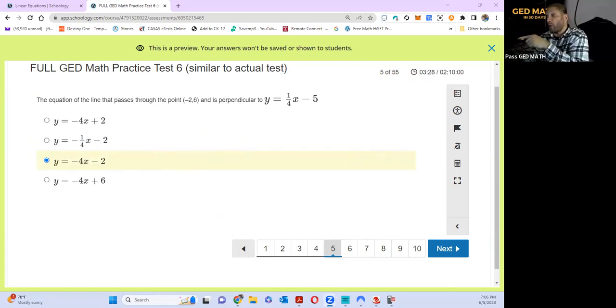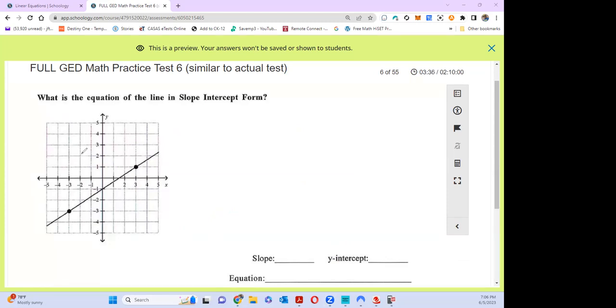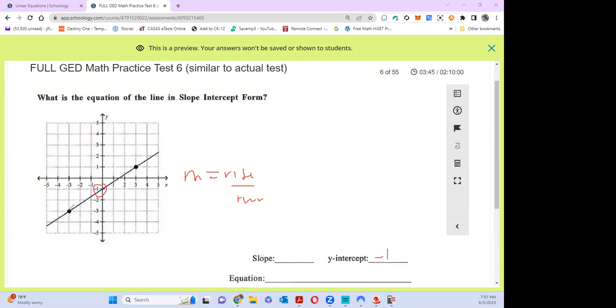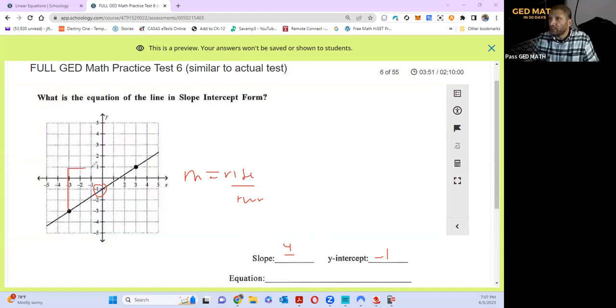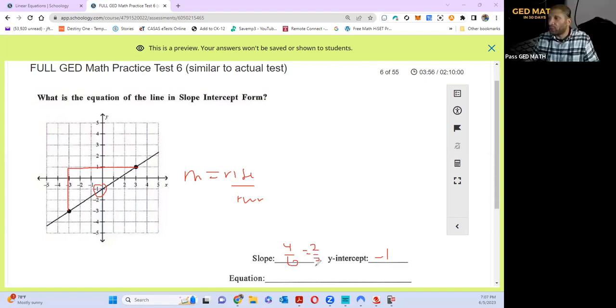When you can do that question in less than a minute, look at this one. What is the equation of the line? Listen, m equals rise over run. I know my y-intercept is -1. 1, 2, 3, 4. 4 over 1, 2, 3, 4, 5, 6. 6. That can be reduced to 2/3. My equation is y equals 2/3 x minus 1. If you can't do this question within 1 to 2 minutes, that means you need to practice more.